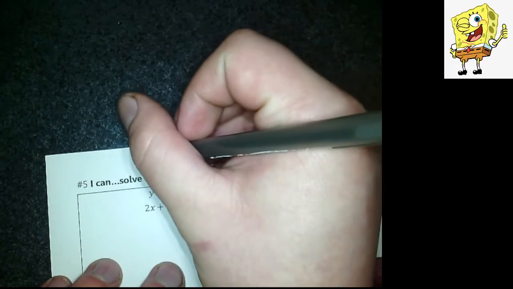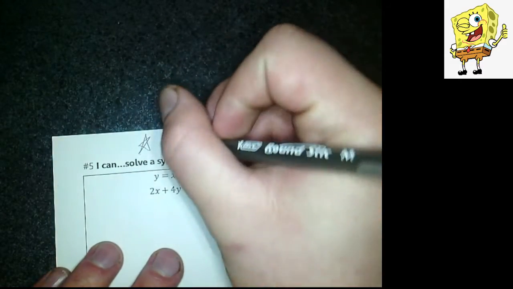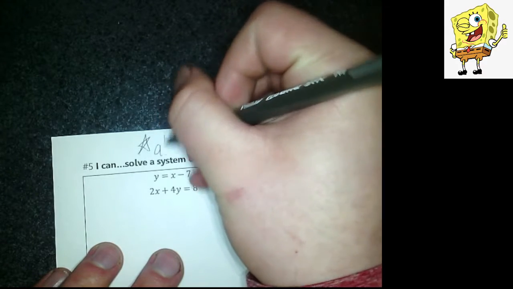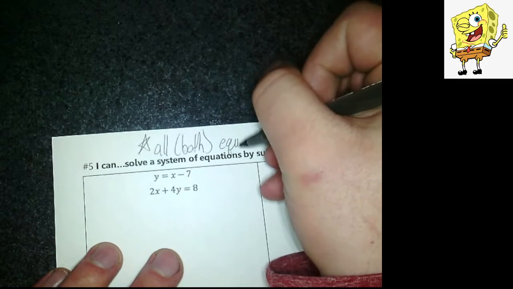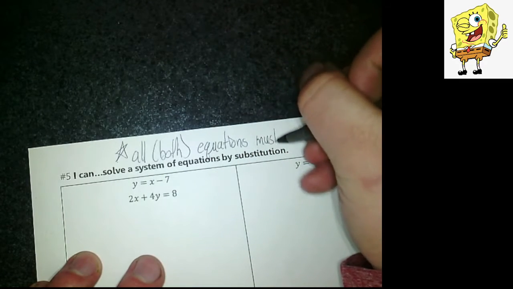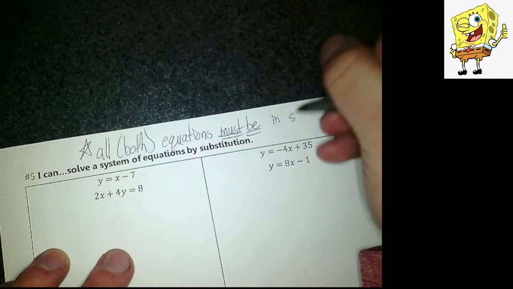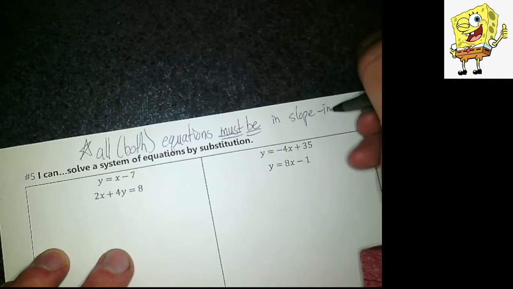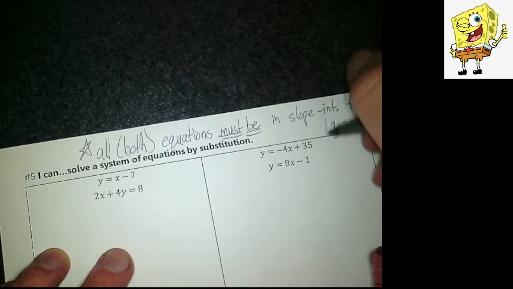And actually, let me write this up here. I'll put a big star, like if I was studying, I would write this. All, or we could say both, equations must be in slope-intercept form, or y equals m times x plus b.